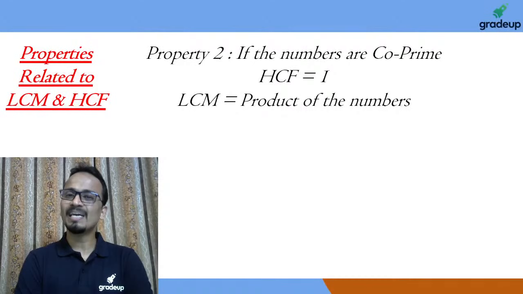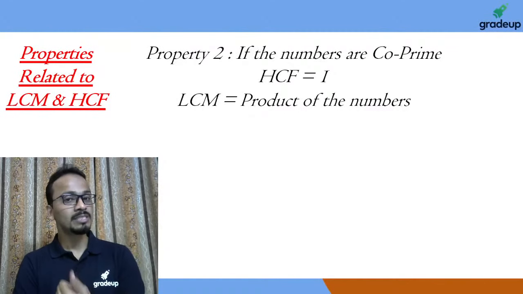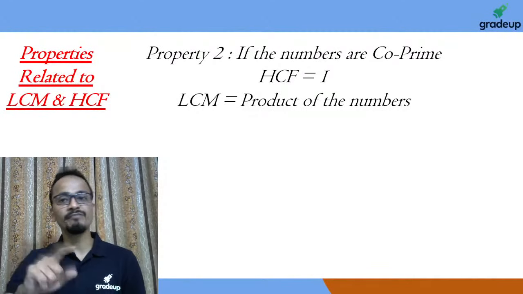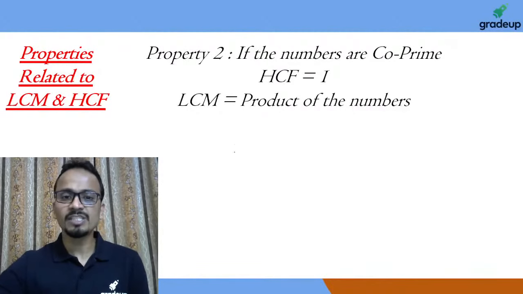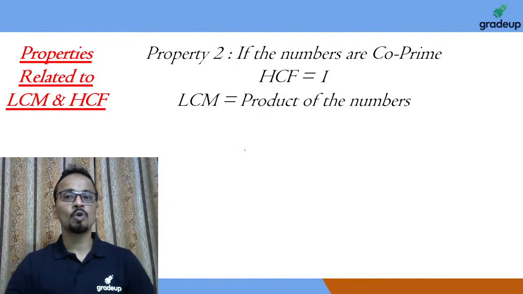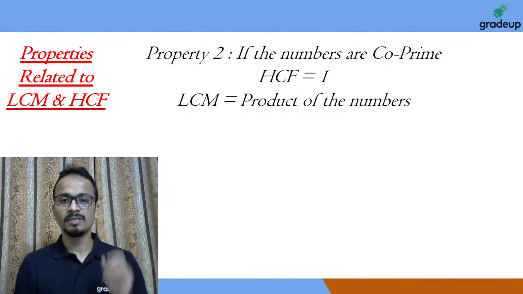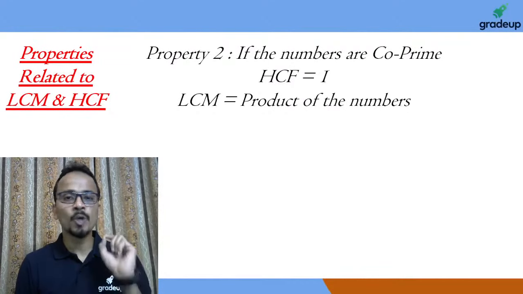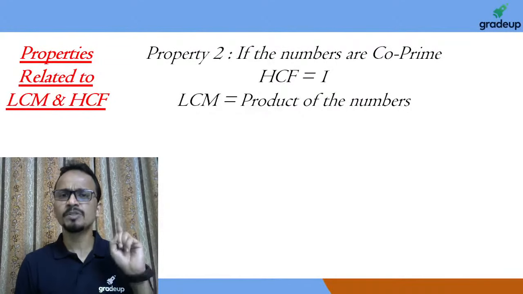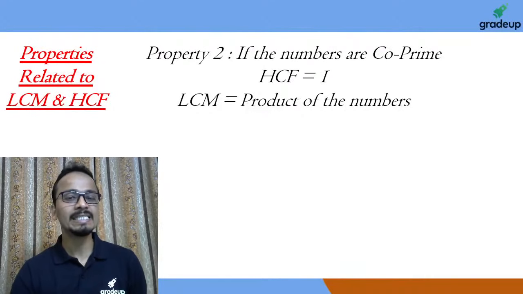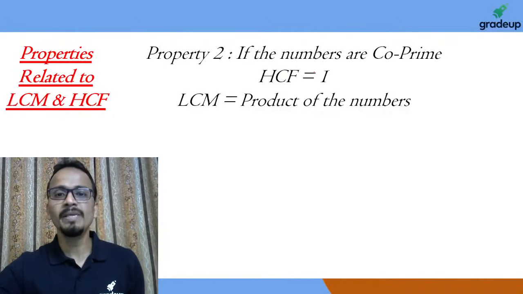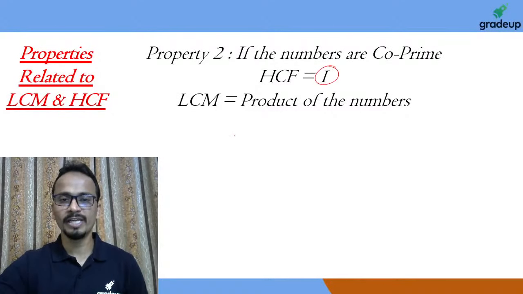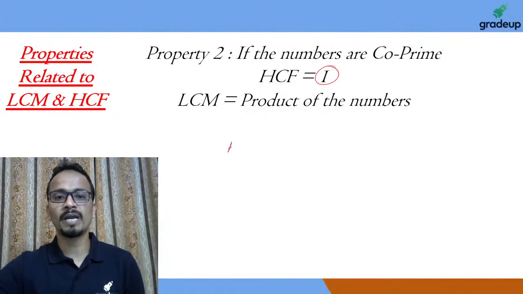Now if the numbers whose LCM and HCF we are calculating are co-prime, then, as we saw yesterday, co-prime numbers are those numbers which don't have any common factor except 1. So I can easily say that the highest common factor of two co-prime numbers will be equal to 1. If the numbers are co-prime, their HCF is equal to 1.